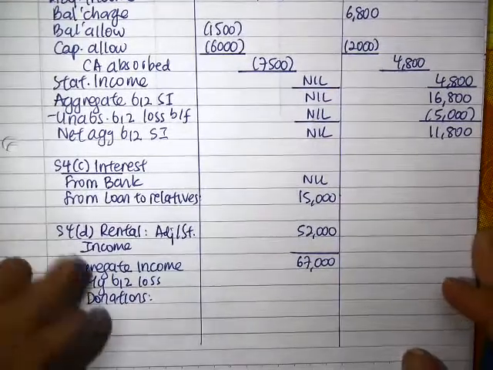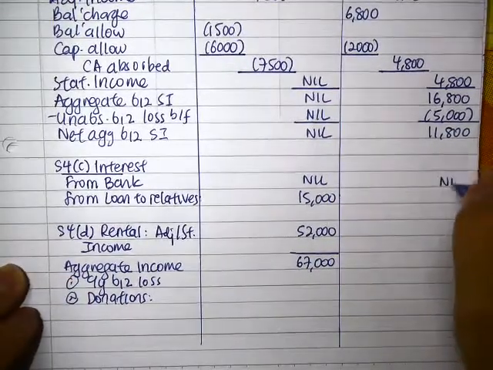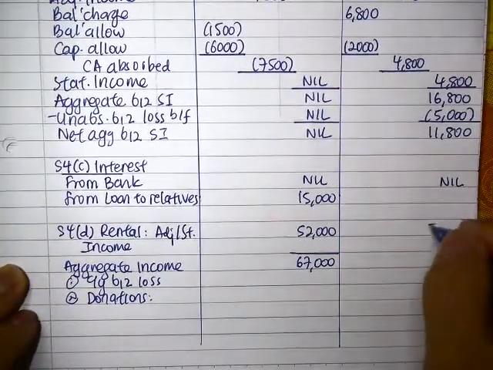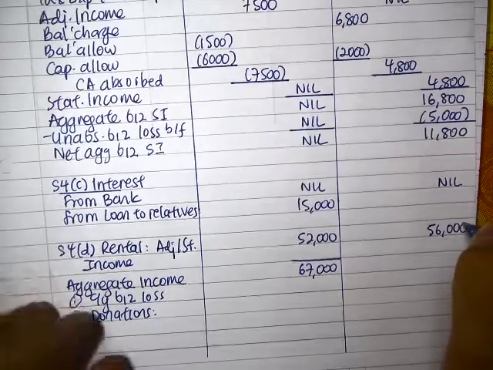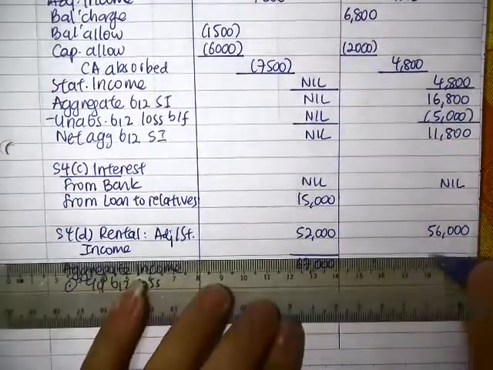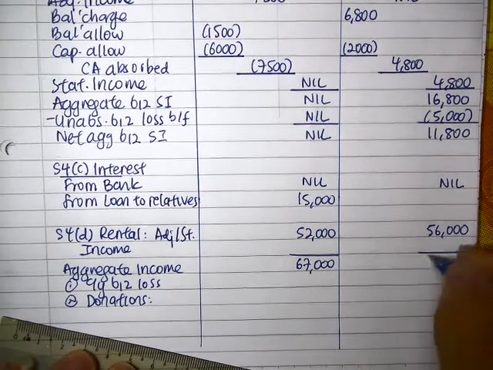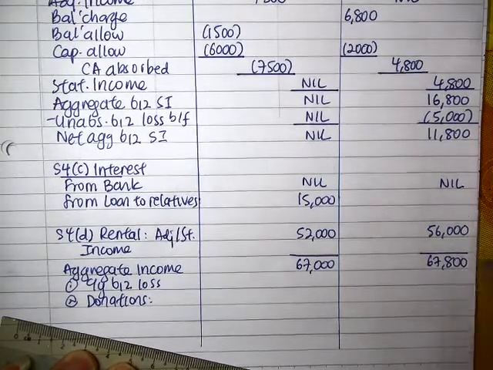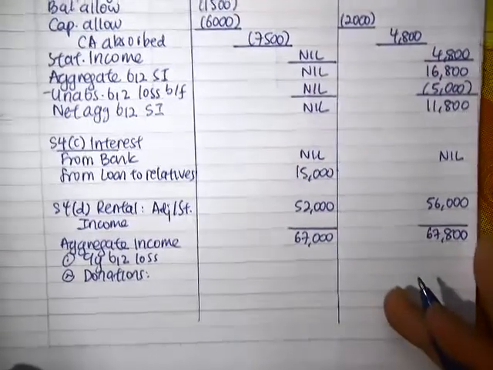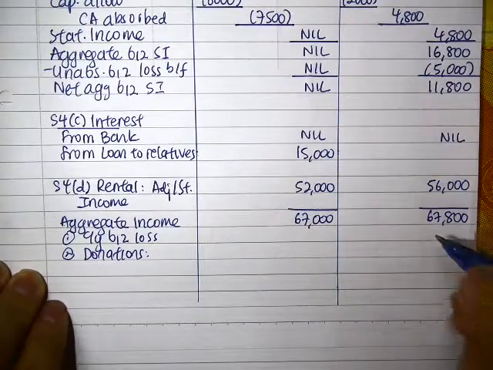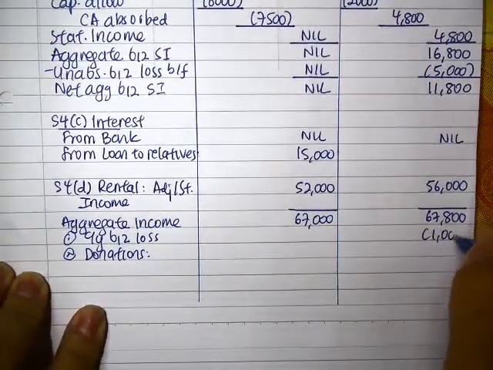And the interest is tax exempt. Rental is 56. So the aggregate is 6, 7, 8. Right, we have a current year loss of 1,000.